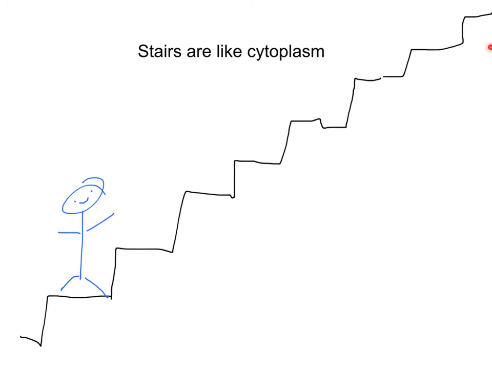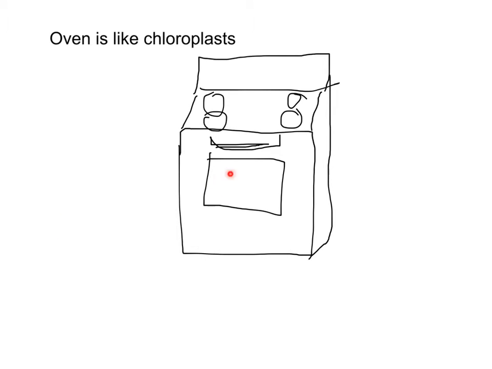I think the stairs are like cytoplasm because they transport you from place to place or to wherever you need to go. I think that the oven is like the chloroplast because it uses energy to produce food, and the energy is hot, like the sun's energy, which the chloroplast uses to produce food.